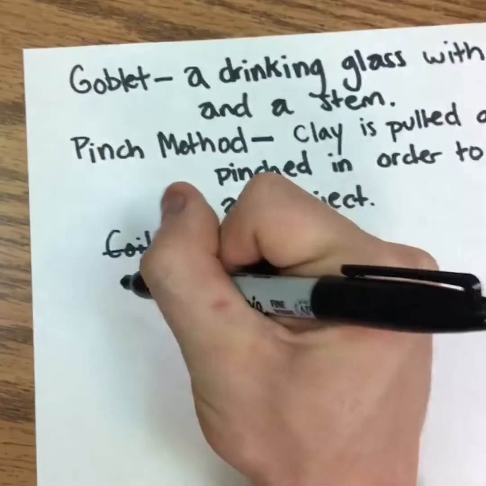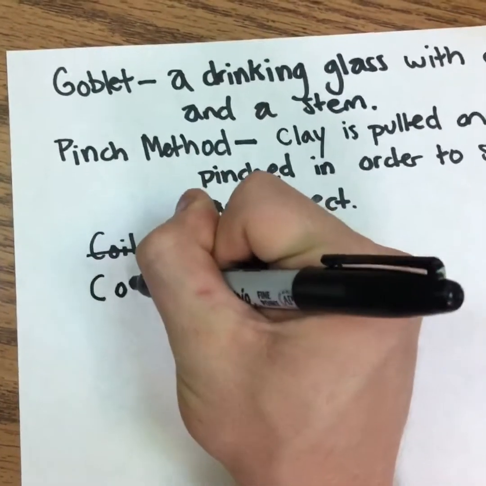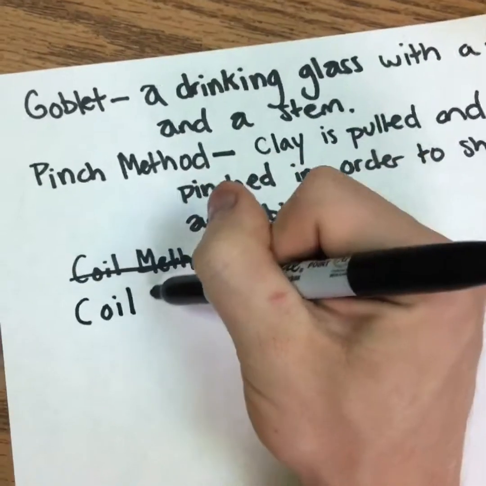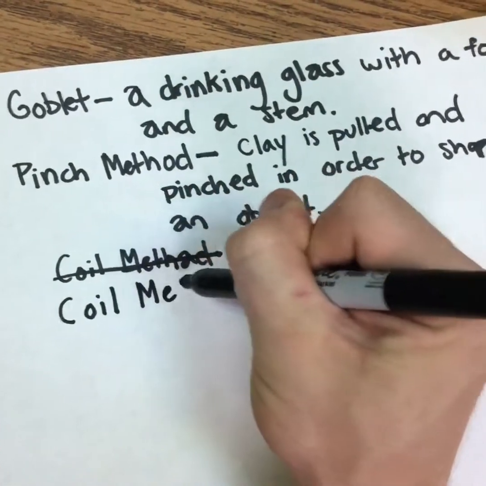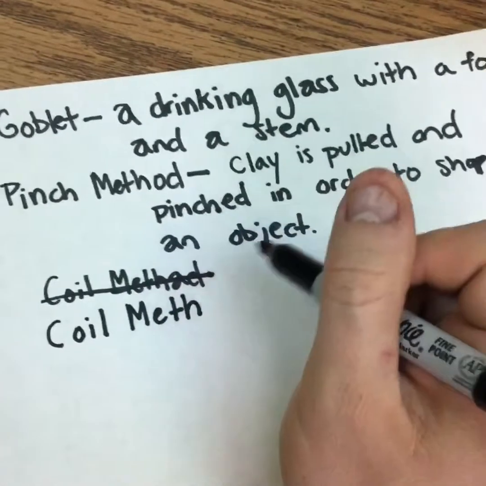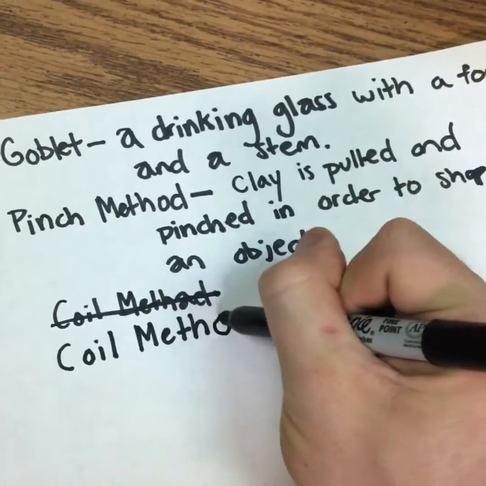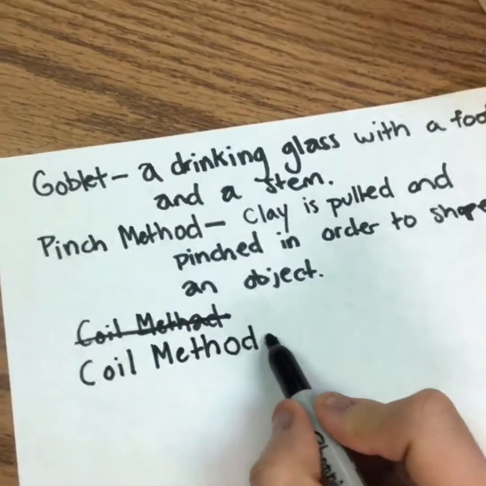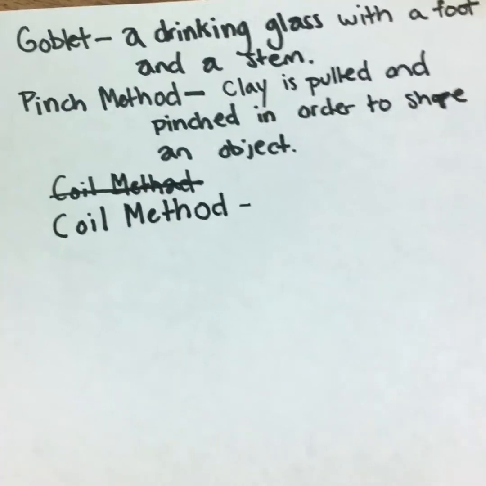All right, so don't be like me and go on without me. We're gonna write coil method, and then I spelled it wrong my first time. I am an art teacher, not a spelling teacher. So method has an O-D, and then a little dash. Give me a thumbs up when you have that.